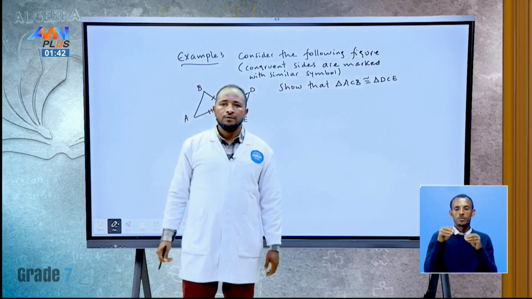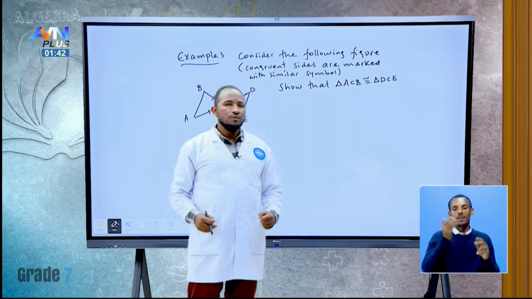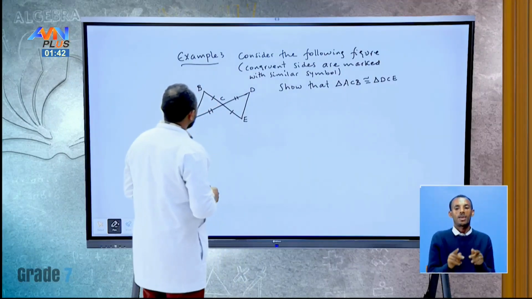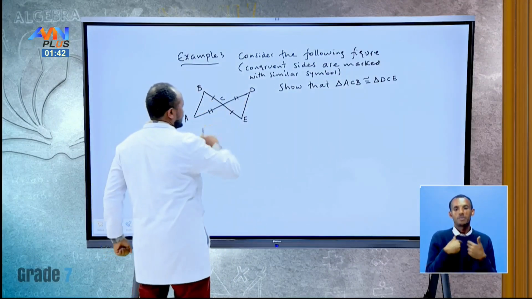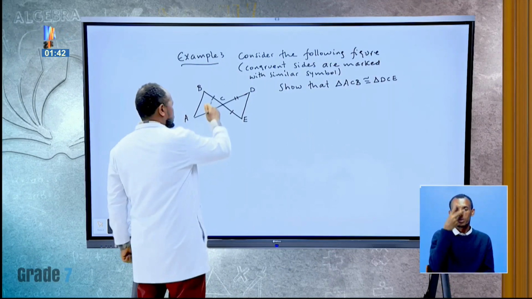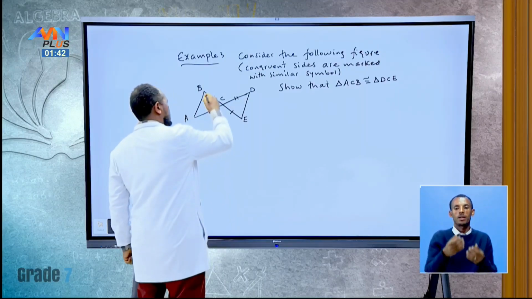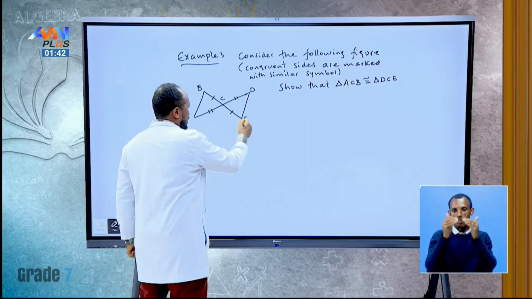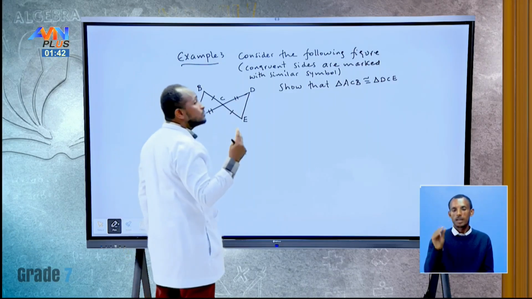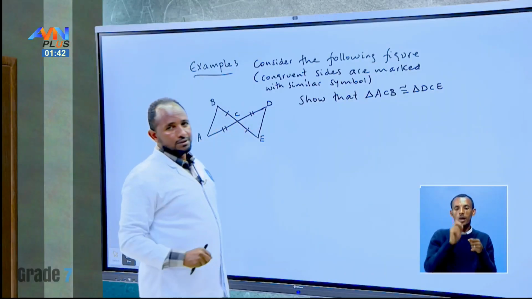Students, have you tried the question? Very nice. Now let's see the answer together. Here we have these two triangles. In this picture, as you can see, only two corresponding sides are given. Side BC is congruent to side EC and AC is congruent to CD. But using these two sides alone, we cannot judge whether these two triangles are congruent or not.